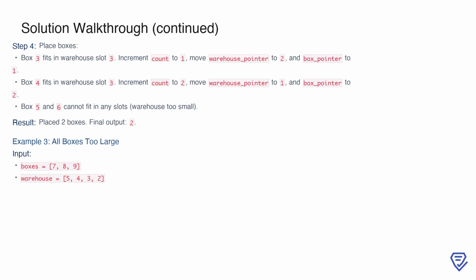Box 4 also fits into the slot of height 3, so we increase the count to 2, move the warehouse_pointer left to index 1, and advance the box_pointer to 2. However, the next box, 5, is too large to fit into any remaining slots, as is box 6. These boxes cannot be placed into the warehouse. The final result is that only 2 boxes were successfully placed, and the output is 2.